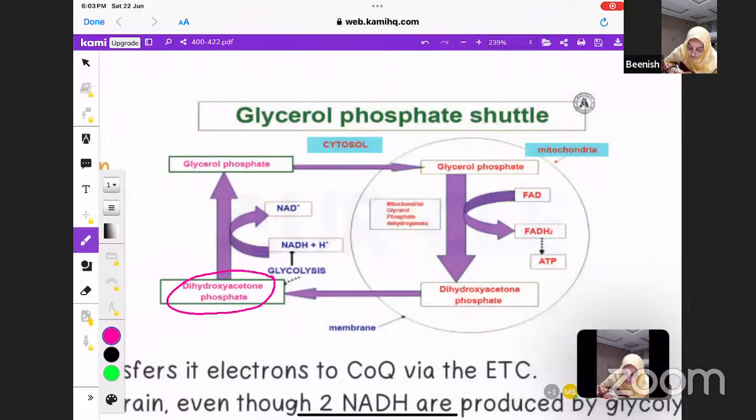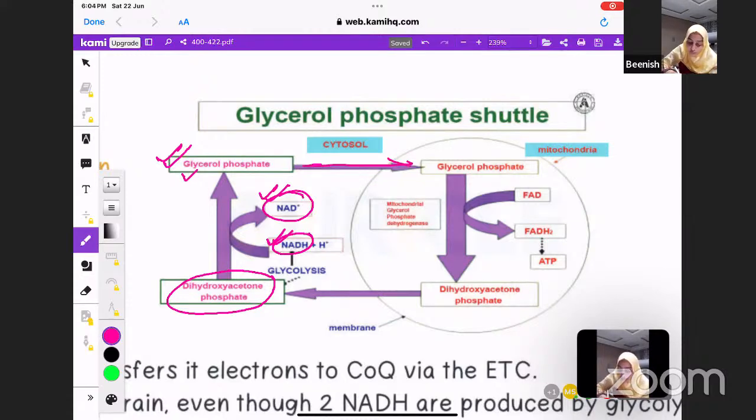Dihydroxyacetone phosphate is going to change into glycerol phosphate. While it changes into glycerol phosphate, NADH is going to give its electron, and it is going to get oxidized to NAD. So dihydroxyacetone phosphate changes into glycerol phosphate, and in this process your NADH is being oxidized into NAD.